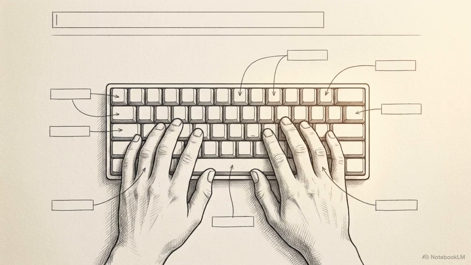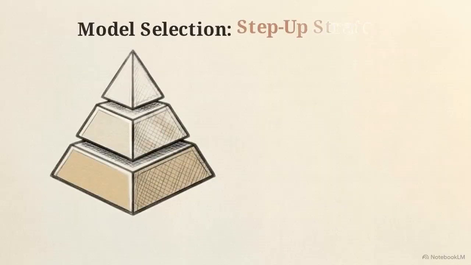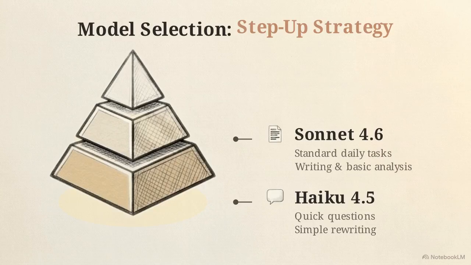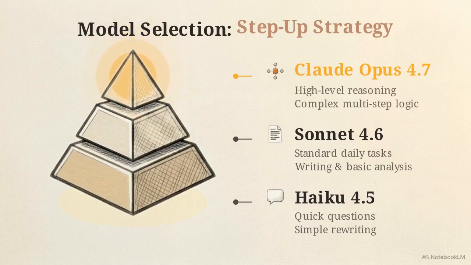With your background systems optimized, the next priority is adjusting how you actively send requests. This 3-tiered pyramid outlines a step-up strategy for model selection. Haiku sits at the wide base for quick questions, while Sonnet handles standard daily tasks in the middle. Claude Opus 4.7 stays at the peak. This model should be reserved strictly for high-level reasoning and complex multi-step logical operations.